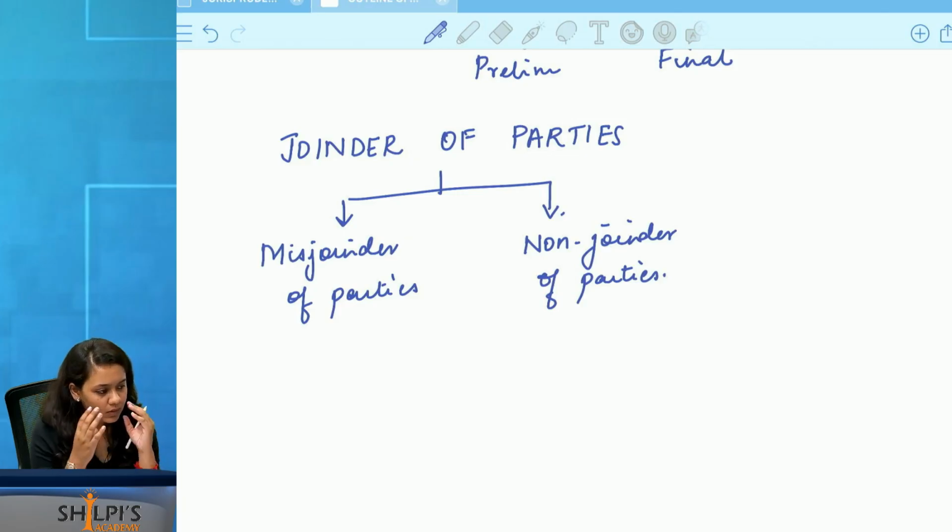Misjoinder means, think of it like it's a mistake. A wrong person has been included in the suit. Non-joinder means the person who is required to be part of the suit is not there, and the court will ask that person to come and be part of the suit itself.